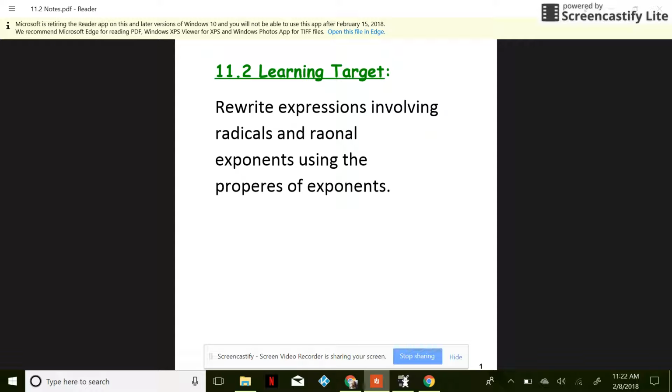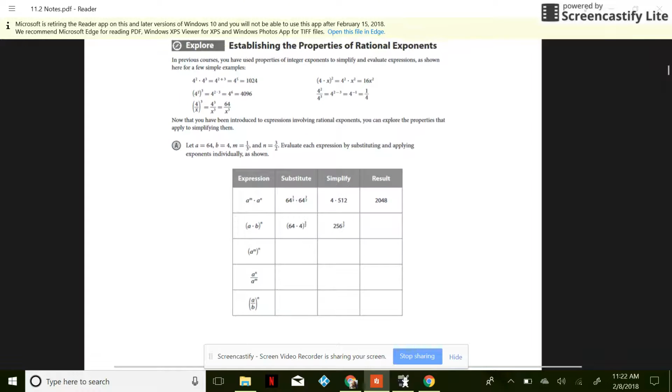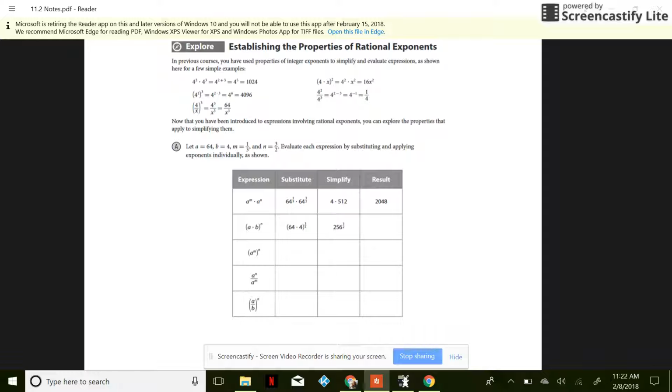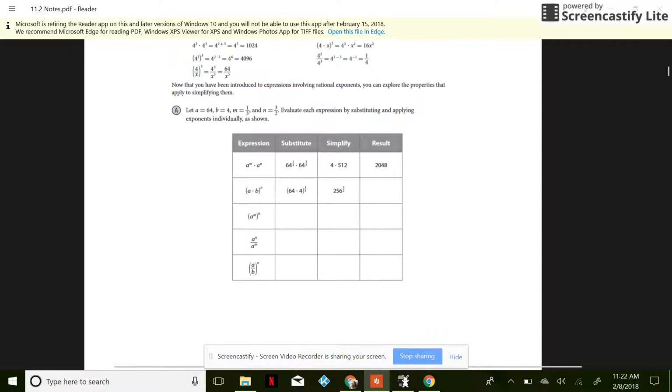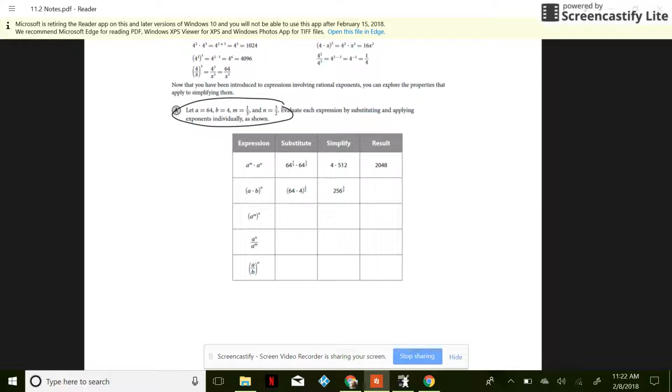We're working on section 11.2, rewriting expressions involving radicals and rational exponents using the properties of exponents. In previous courses, we've used properties of integer exponents to simplify and evaluate expressions as shown. We're going to work through a couple of examples here. They're telling us a couple things: a is 64, b is 4, m is 1/3, and n is 3/2.